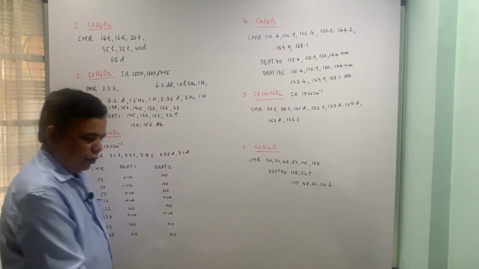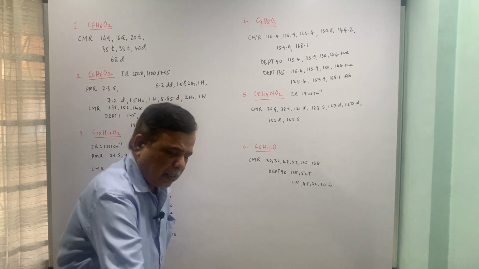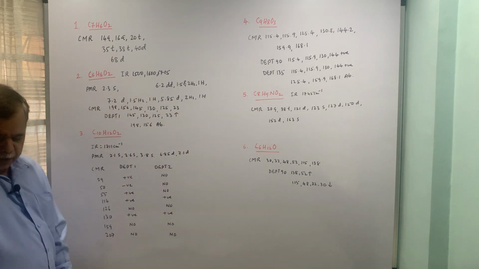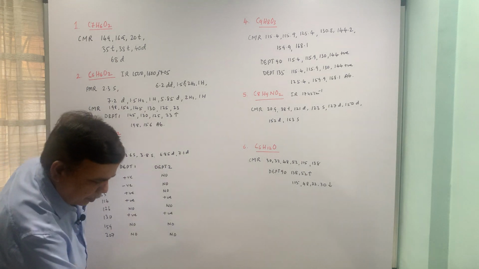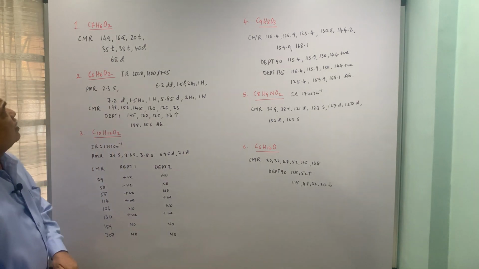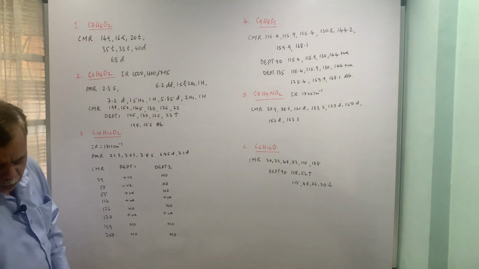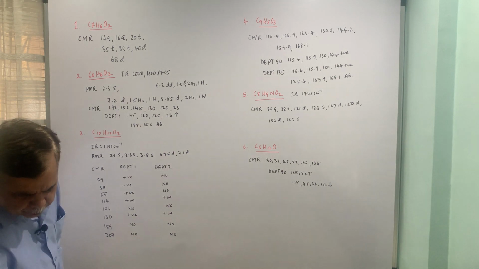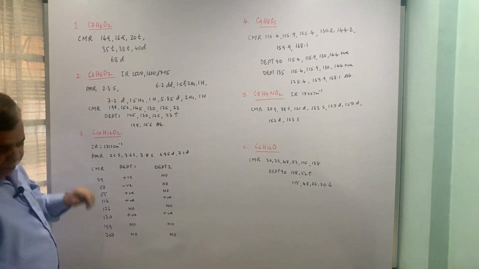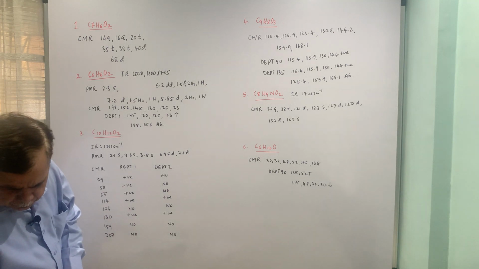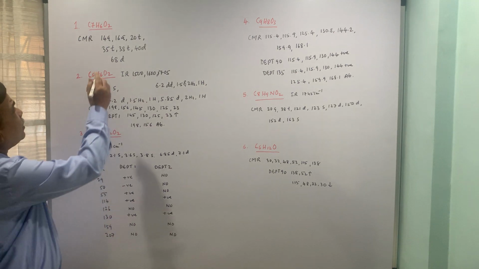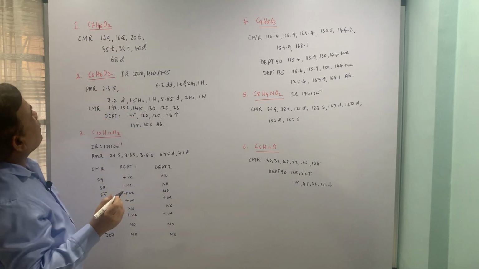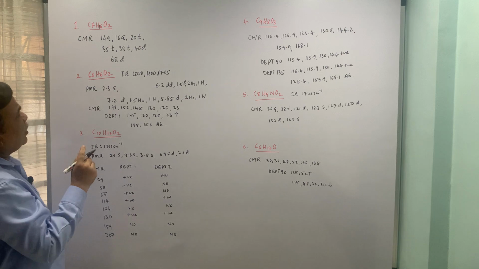Today we are going to solve some problems based on carbon 13 NMR. The first example, C7H16O2. So this is a saturated compound.